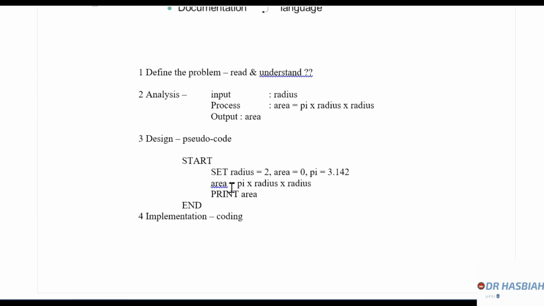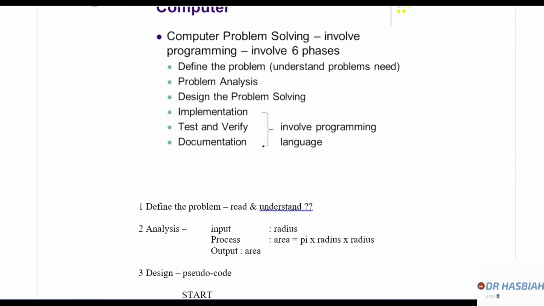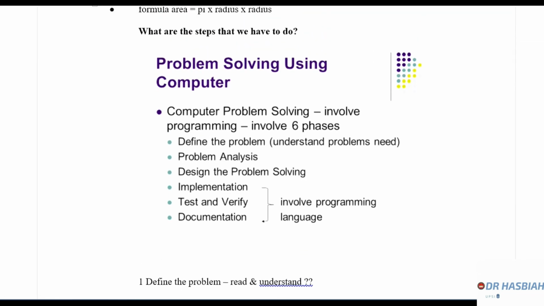We use the formula that is given to us, pi times radius, then you get the area. After that you print the area. So this is the pseudocode for the problem. Then after that we can do the coding. We can transform this pseudocode to code. So those are the phases that you follow in order to solve this problem.